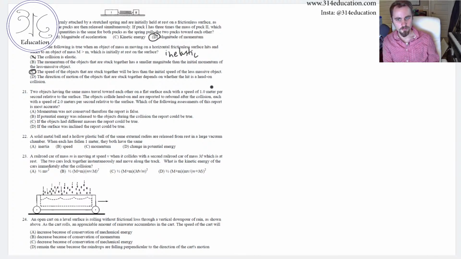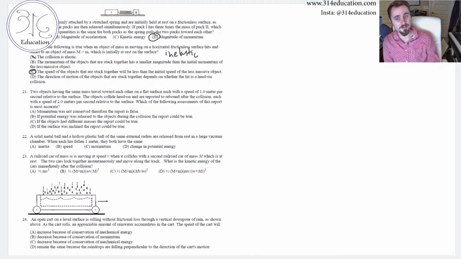Momentum was not conserved, therefore the report is false. It's tempting, but that could just mean there was an outside force. If potential energy was released to the objects during the collision, the report could be true. That would be a case. If we hit a spring, then that would be releasing potential energy. That's applying a force. If the objects had different masses, the report could be true. No, that doesn't really help us.